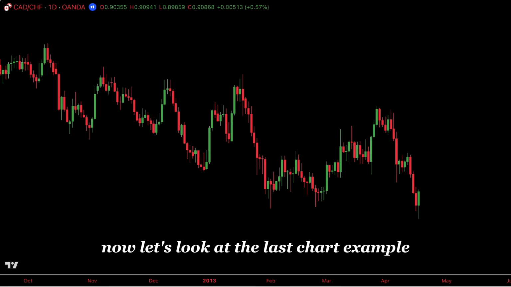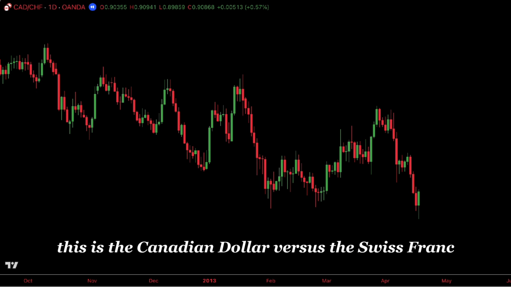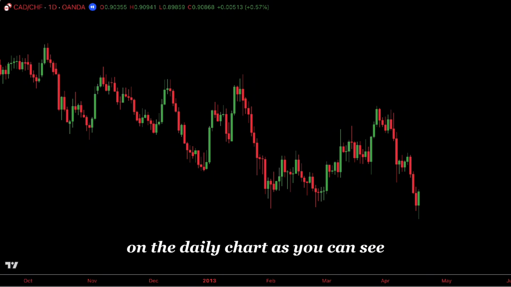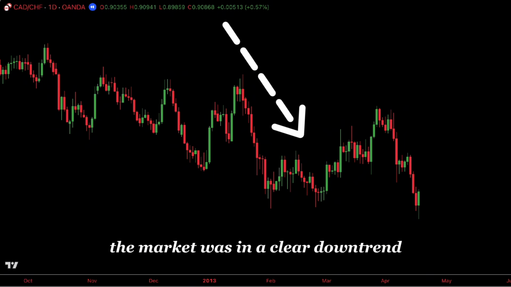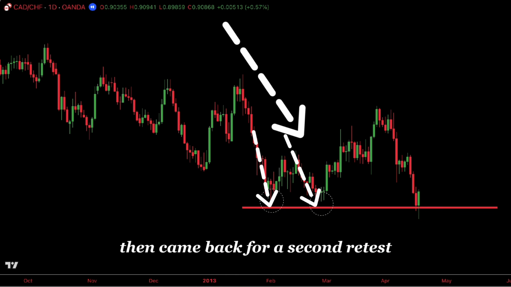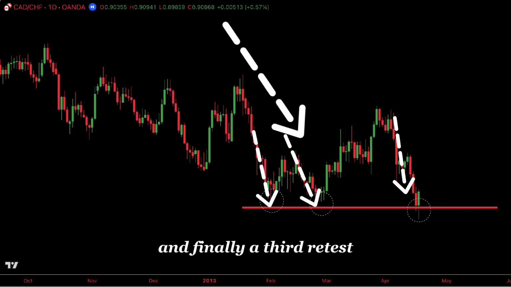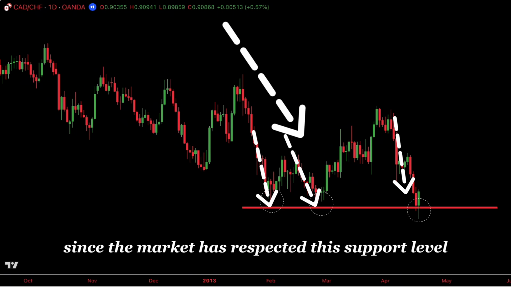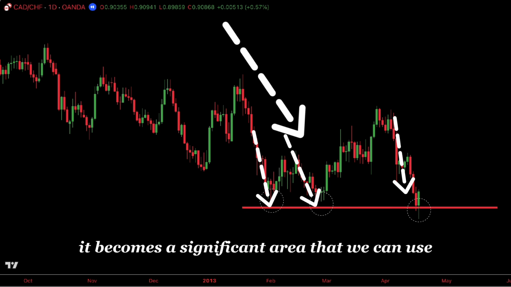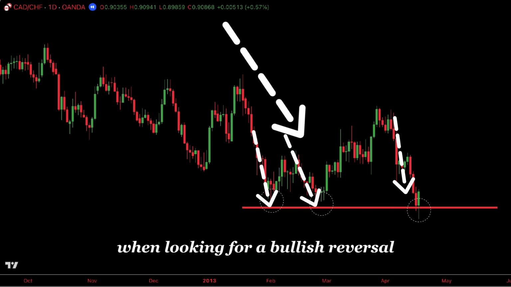Now, let's look at the last chart example. This is the Canadian dollar versus the Swiss franc on the daily chart. As you can see, the market was in a clear downtrend before finding support. Price tested this level once, then came back for a second retest, and finally a third retest. Since the market has respected this support level multiple times, it becomes a significant area that we can use when looking for a bullish reversal.